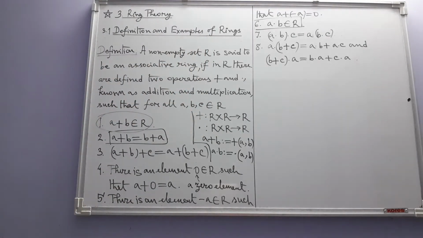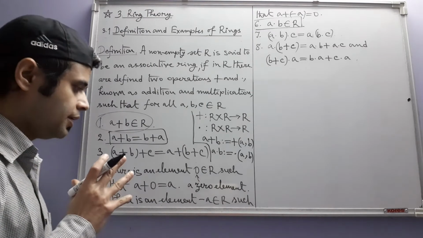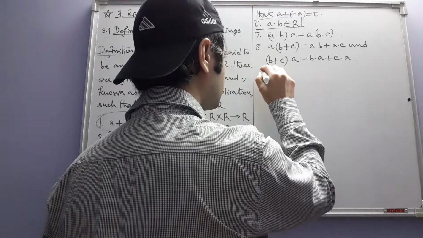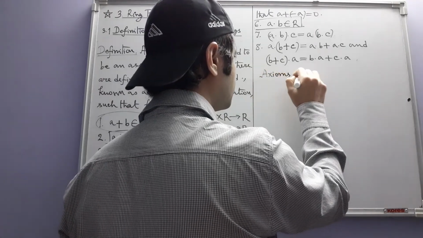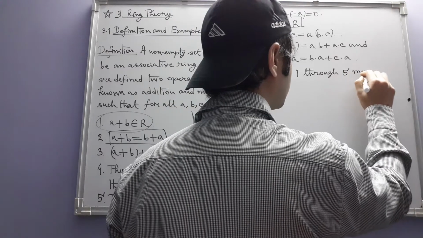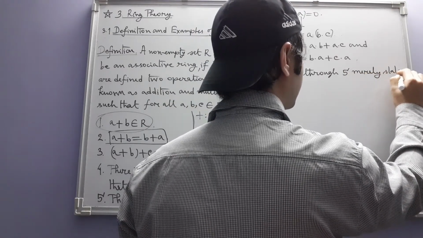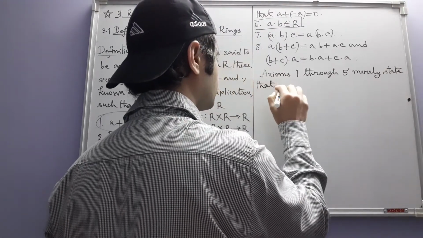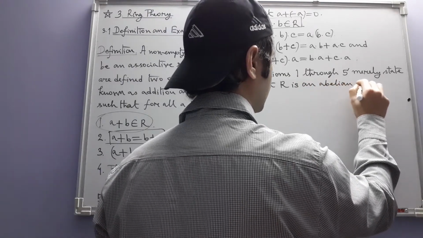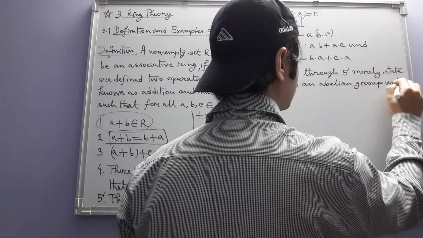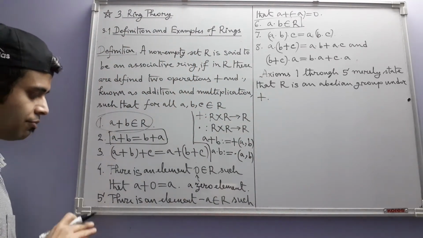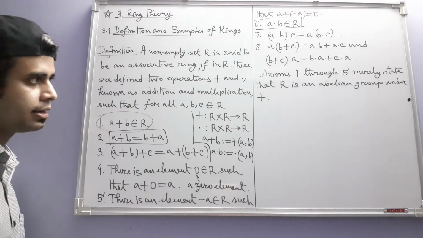Now if we think of these axioms in terms of group theory, then you can see that axioms 1 through 5 merely state that R is an abelian group under addition. The first 5 axioms say that R is an abelian group under addition.